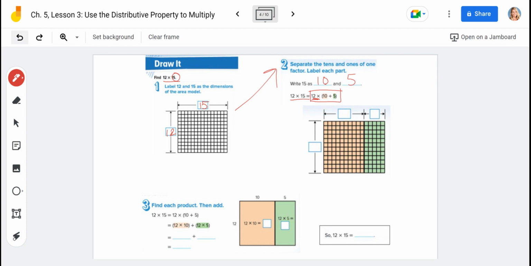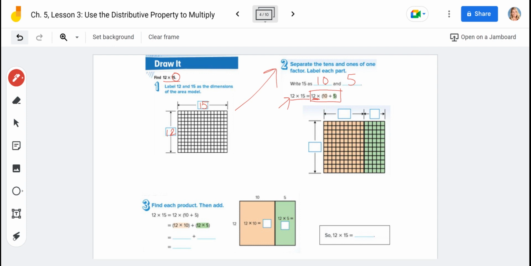Why is it in parentheses? Hopefully you are answering in your head, it's because I have to add 10 plus 5 back together before I can multiply it to 12 if I was working out this initial problem. It's showing that the 15 is what I decomposed inside those parentheses.